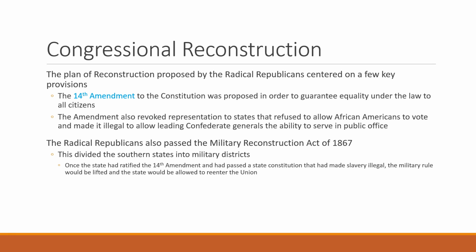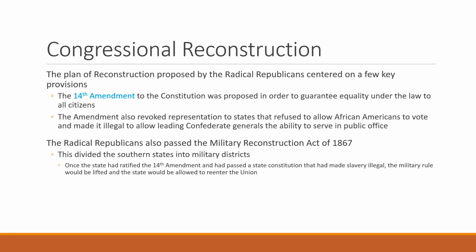And this is, once again, to undo a lot of the things that were established under the Dred Scott case. It establishes all African Americans in the United States as being citizens. And it states that all citizens are equally protected under the law. And this is to try and really ensure that African Americans are legally given equal footing within the United States. The amendment also revoked representation to states that refused to allow African Americans to vote and made it illegal to allow leading Confederate generals the ability to serve in public office.